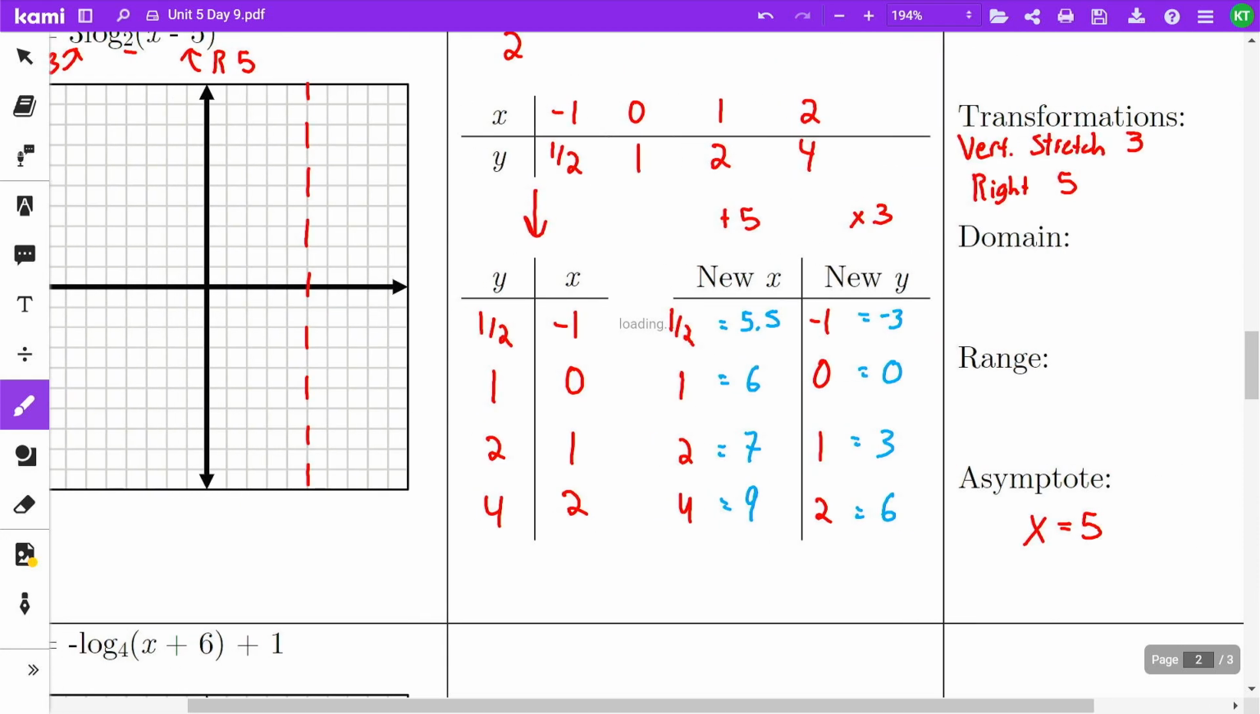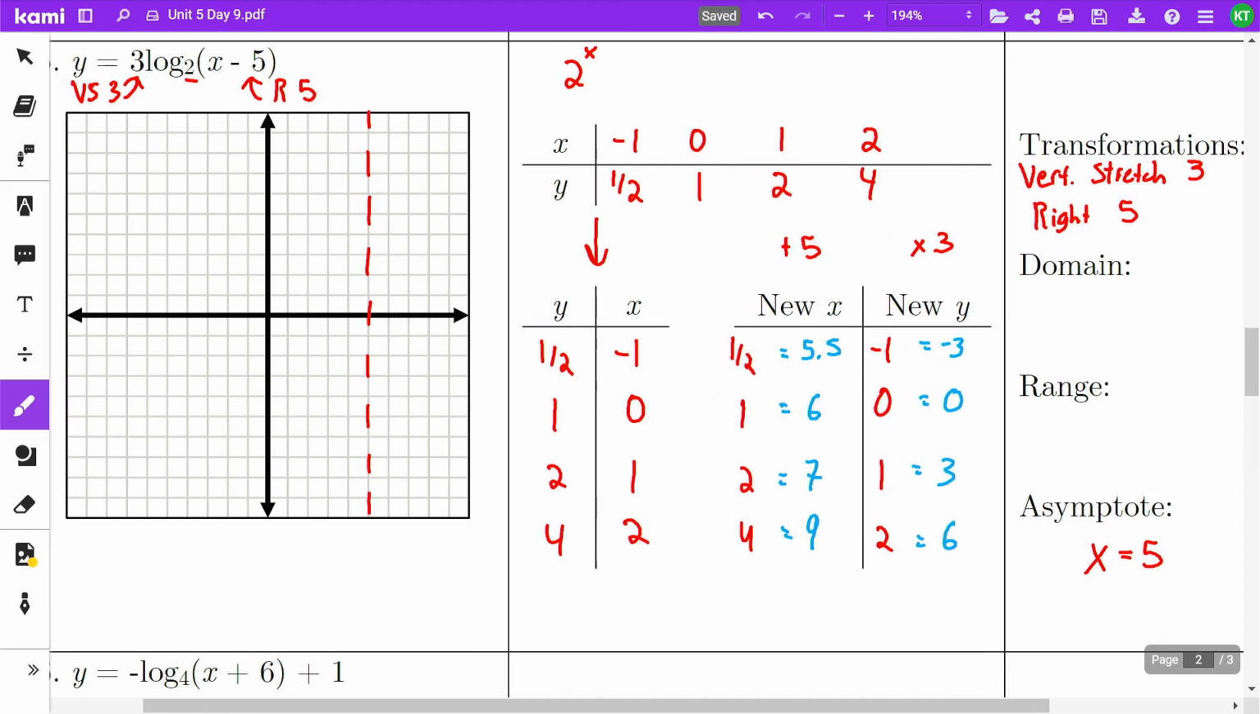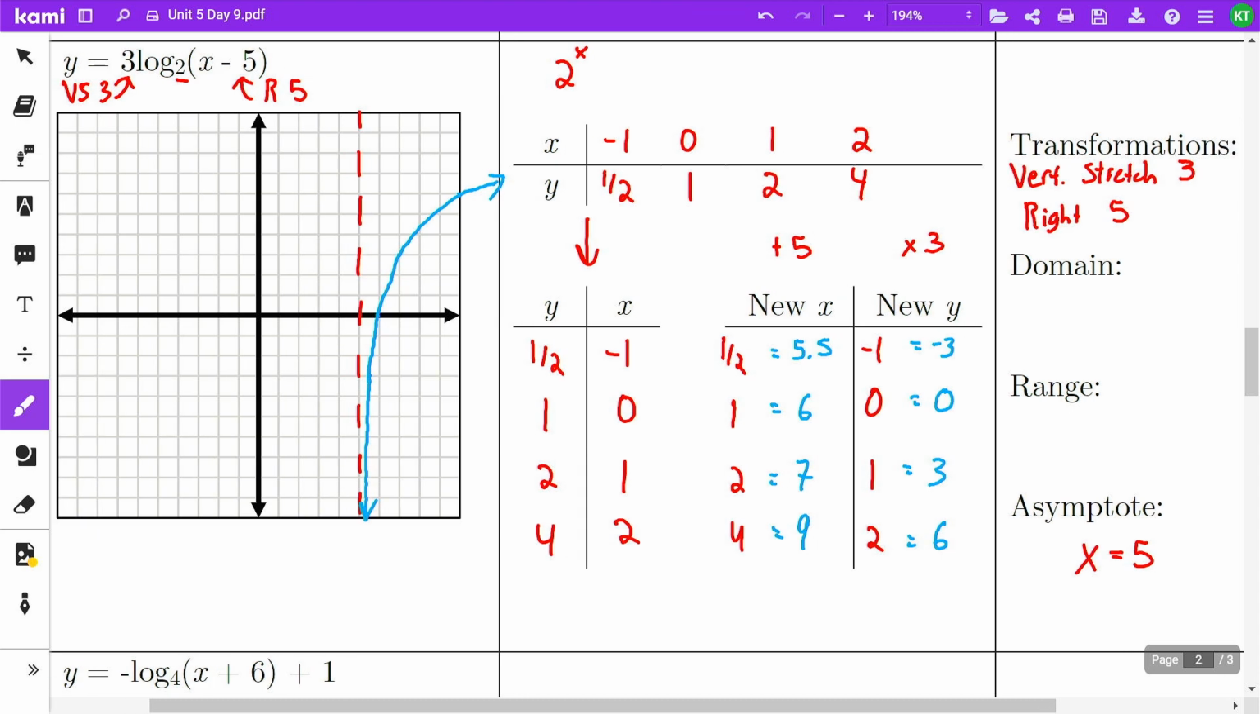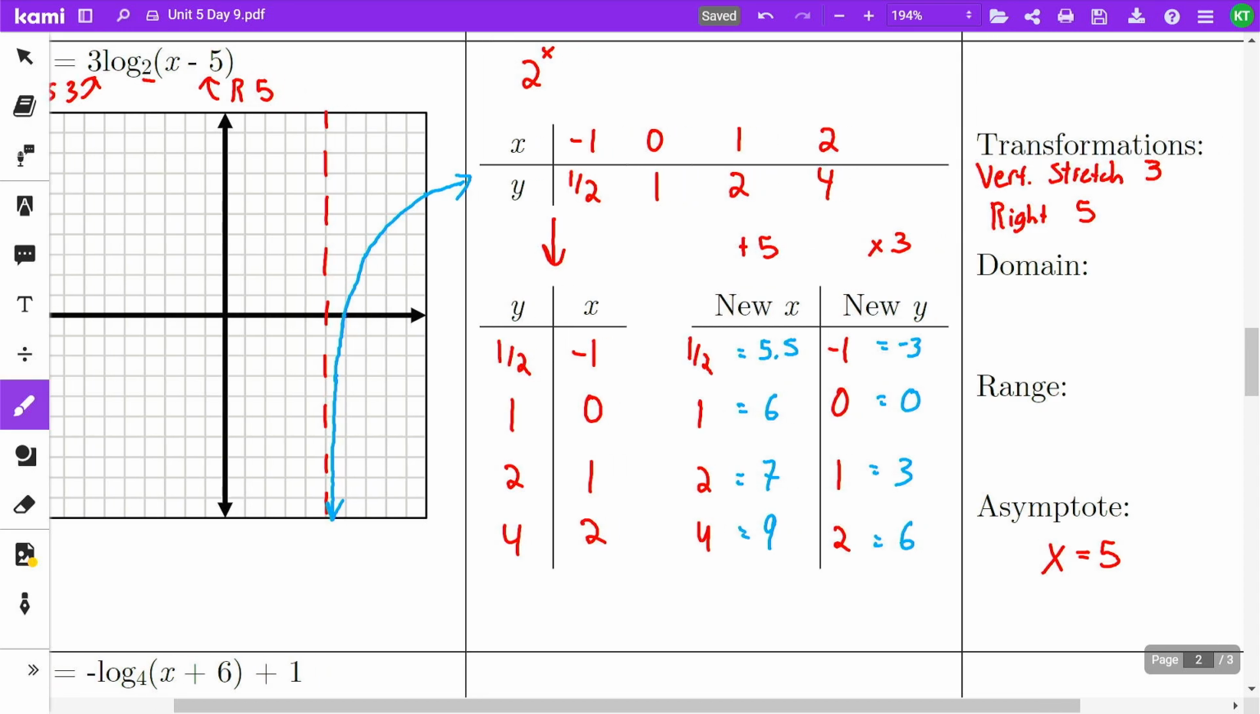So let's go ahead and plot these new points. So 5.5, negative 3 would be here. 6, 0, 7, 3, and 9, 6, which I believe is there. Okay, so if I go ahead and connect my dots now, my graph will look something like this, approaching there. And now let's go ahead and do my domain and range.